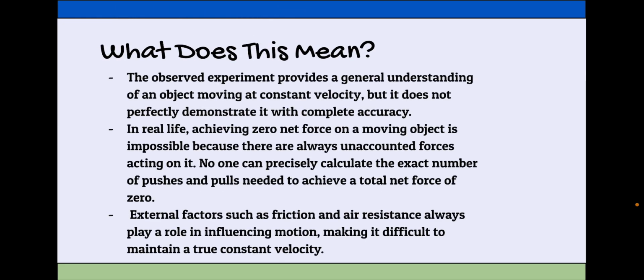What does this mean? The observed experiment provides a general understanding of an object moving at a constant velocity, but it does not perfectly demonstrate it with complete accuracy. In real life, achieving a zero net force on a moving object is impossible because there are always unaccounted forces acting on it. No one can precisely calculate the exact number of pushes and pulls needed to achieve a total net force of zero. External factors such as friction and air resistance always play a role in influencing motion, also making it difficult to maintain a true constant velocity.